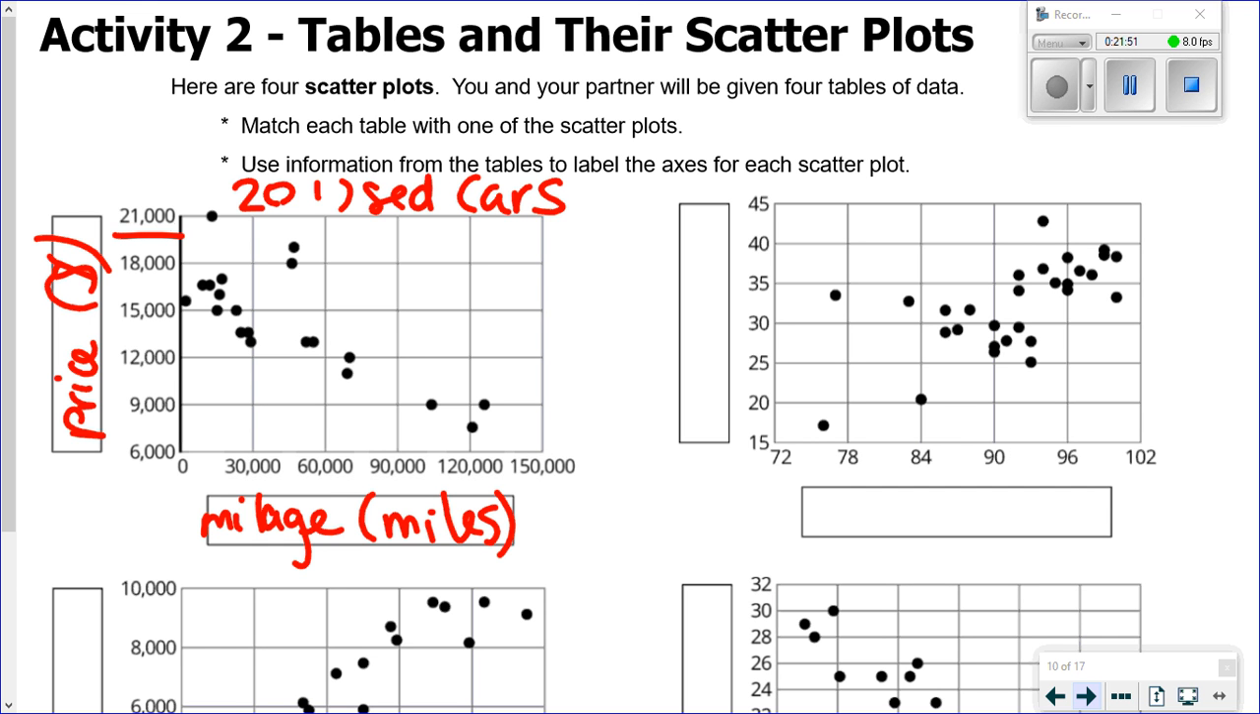All right, for the next scatter plot, this one I have labeled 30 days in August, like their table.